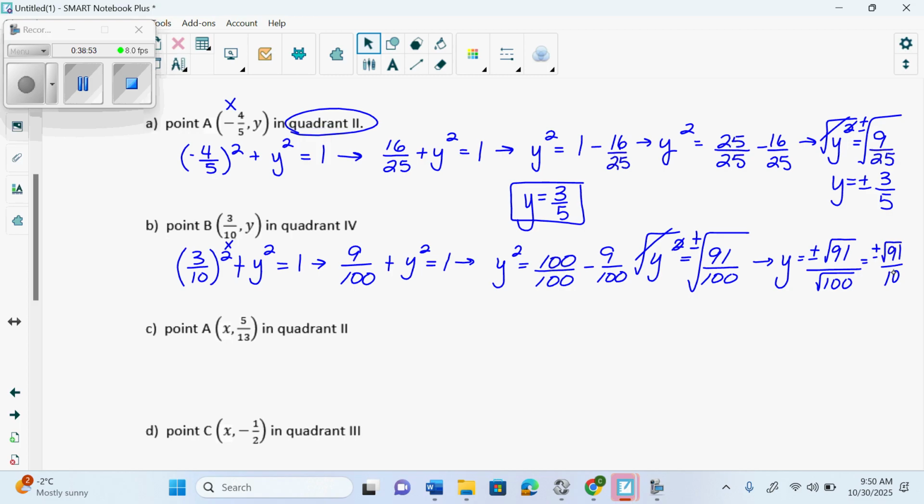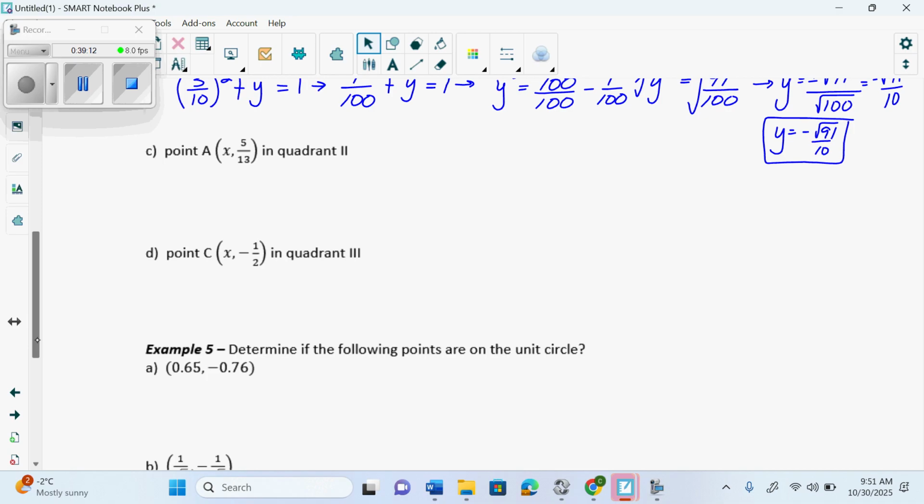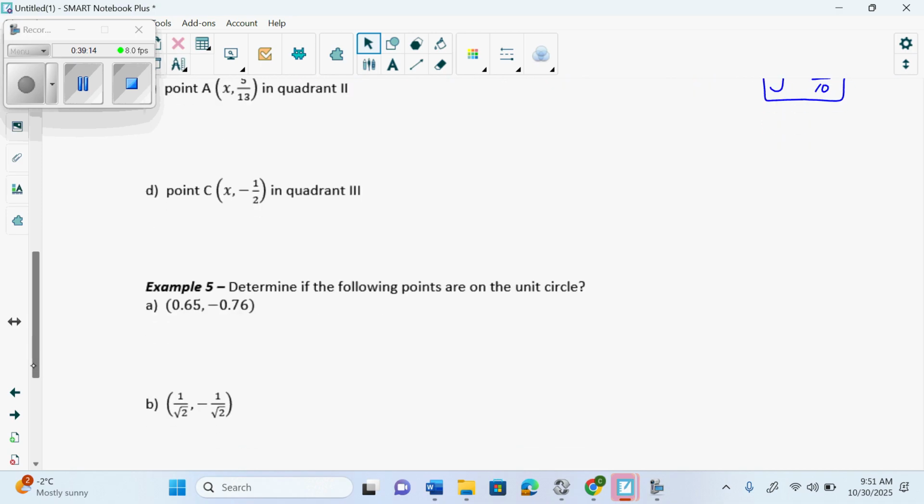So, we know it needs to be in quadrant 4. We know it's y. What is y in quadrant 4? It's negative. So we're going to get y equals negative root 91 over 10. And your homework is, oh, we'll do this one. Determine if the following coordinates are on the unit circle. How do I know if something is on the unit circle? If it doesn't equal 1, it's outside the radius. If it's less than 1, it's inside the radius, right?